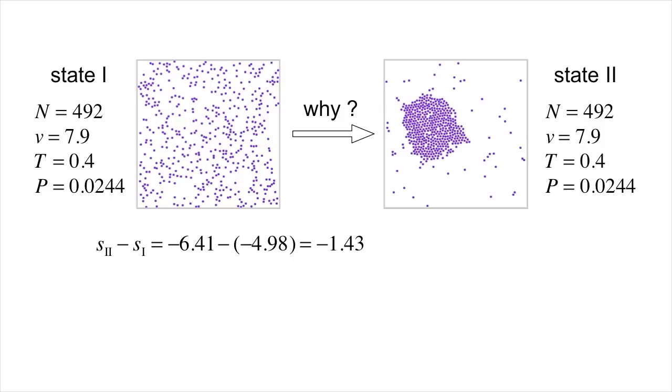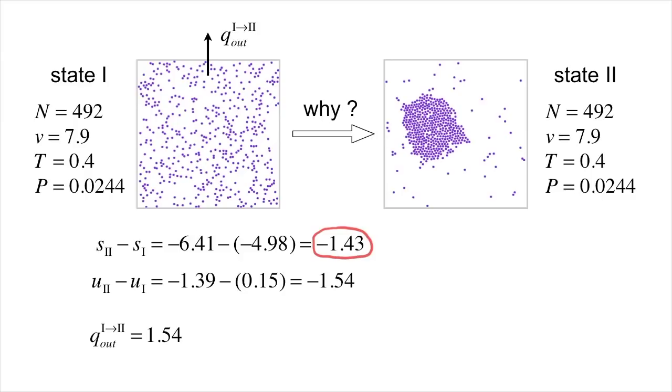As we expected, the entropy change of the system is negative, with a value of about minus 1.4. However, the internal energy change is about minus 1.5. This implies that to go from state 1 to state 2, we must release 1.5 units of heat to the surroundings at temperature 0.4. This implies an entropy increase in the surroundings given by 1.5 divided by 0.4, which is plus 3.8 units of entropy.